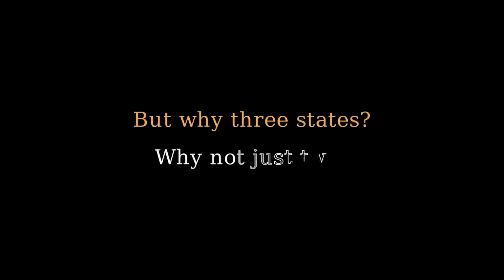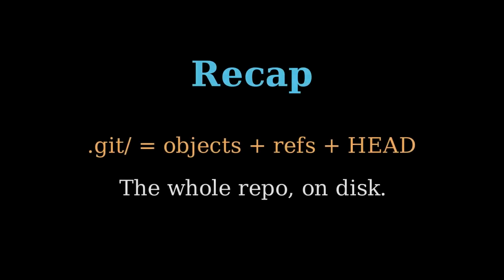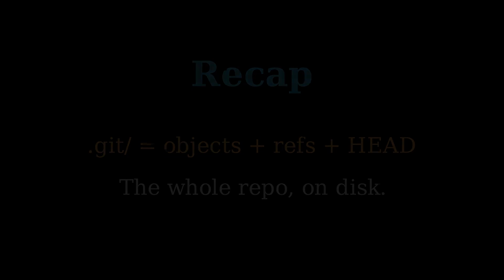Three folders on disk. 3 states in your workflow, not an accident. Next segment, why 3 not 2? Recap. .git holds objects, refs, and head. That is your entire repository on disk.